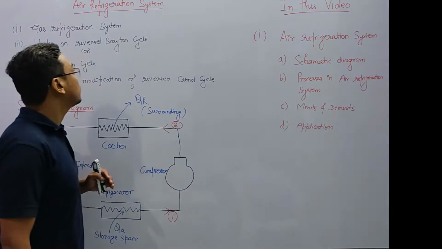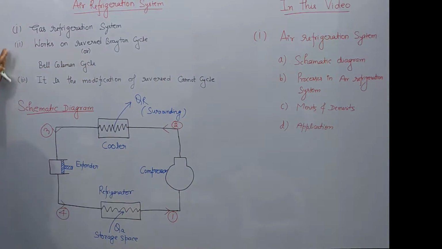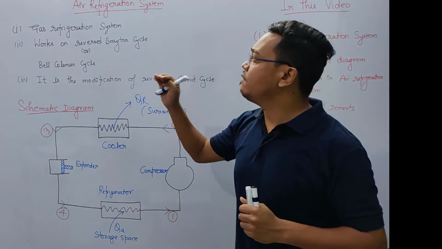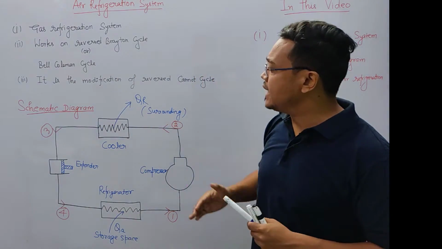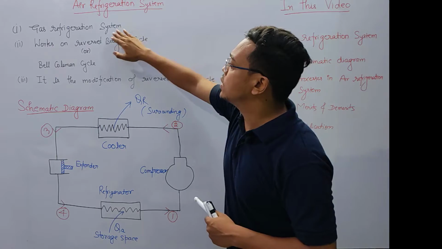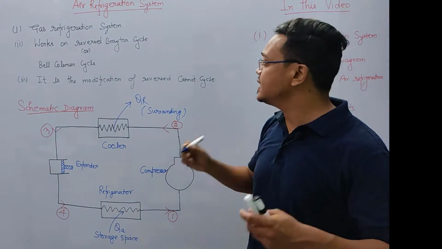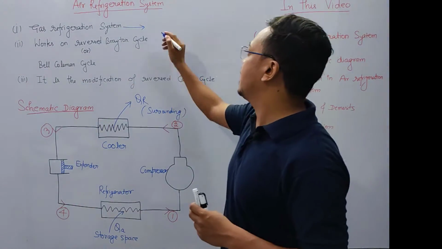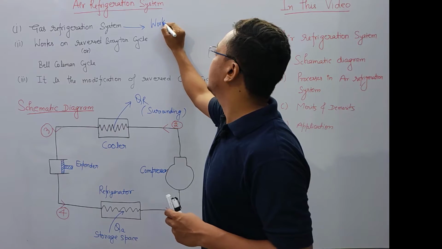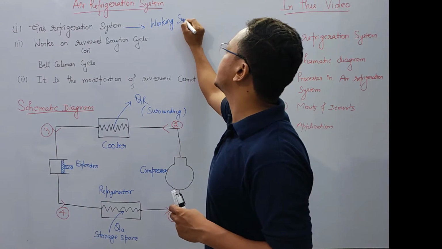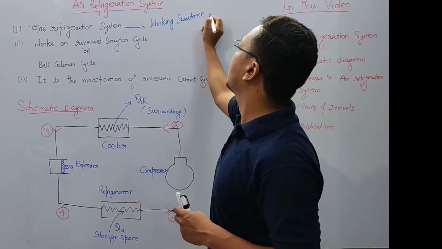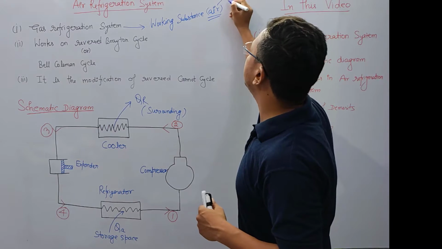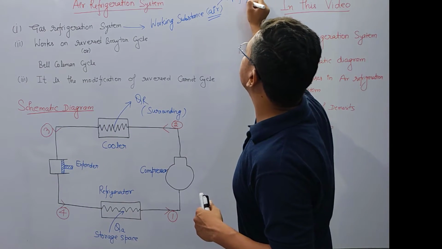Okay, let's see. First, here are some points of air refrigeration system that you have to remember. First point, gas refrigeration system. It means air refrigeration system is also known as gas refrigeration system because in this, the working substance is air. Working substance is air. That you have to remember. That means air in this case is refrigerant. That I have already told.